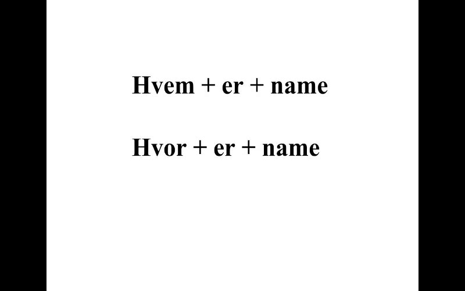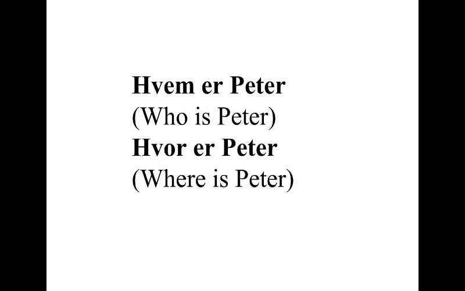Putting two of the interrogative pronouns and er together already makes you able to ask your first question in correct Danish. You can now ask who and where someone is. Hvem er? Hvor er?